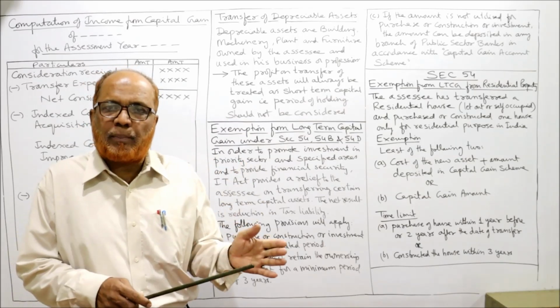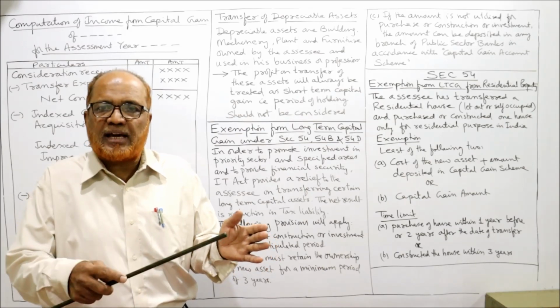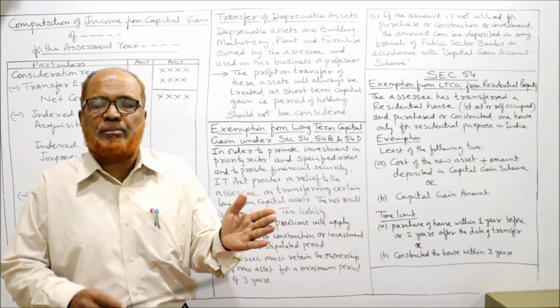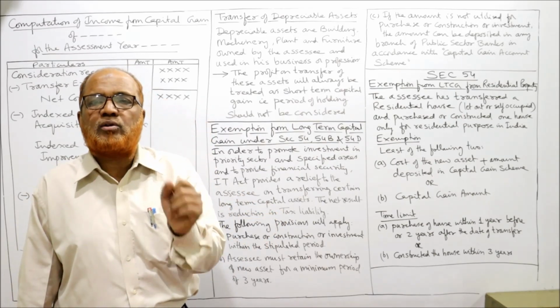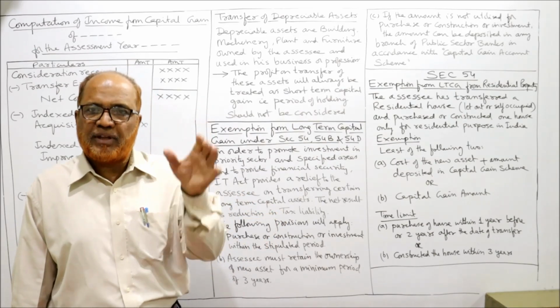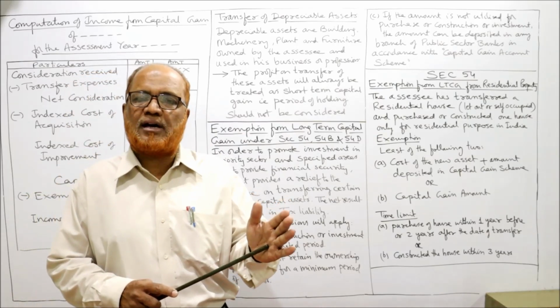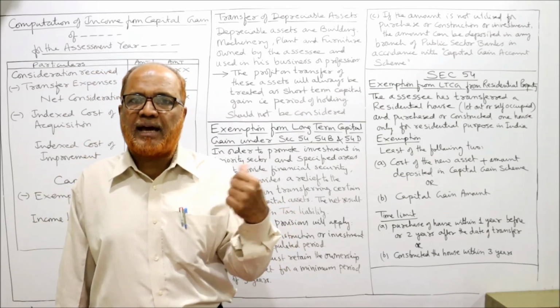So he has to go to a public sector bank and say that I want to deposit so-and-so amount in the capital gain account scheme. So a special type of account will be opened for that person in the public sector bank, and the amount will be deposited in the capital gain account scheme. He will get the exemption.